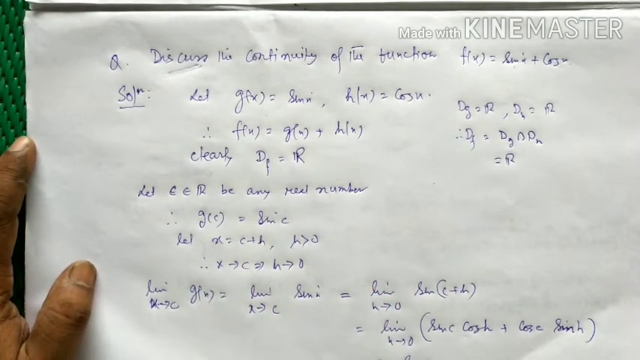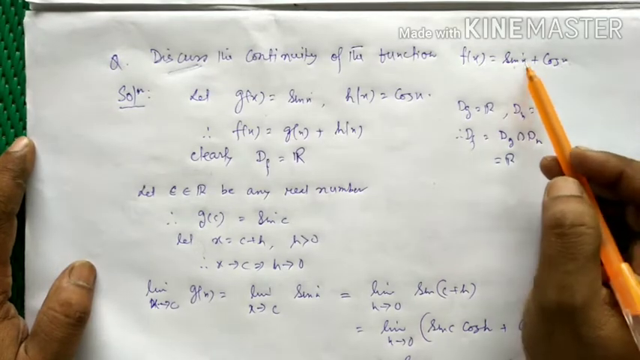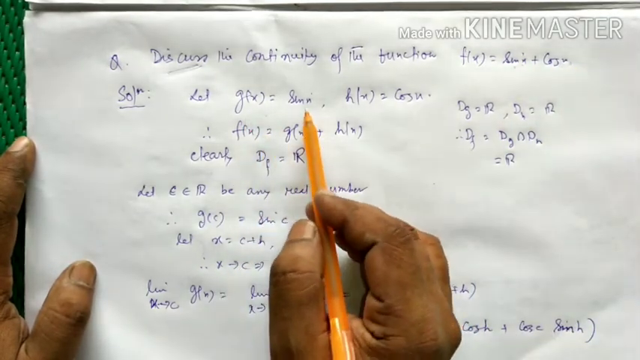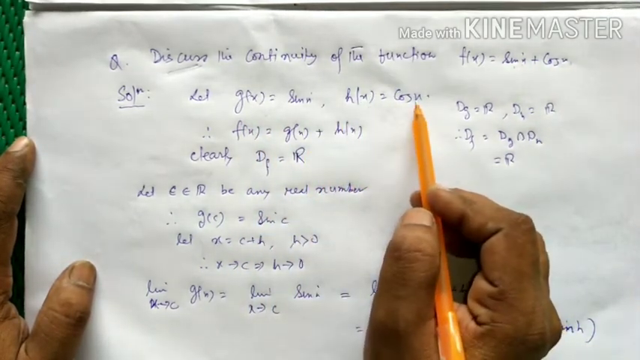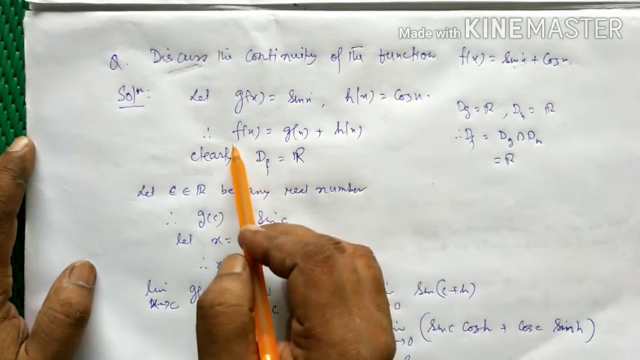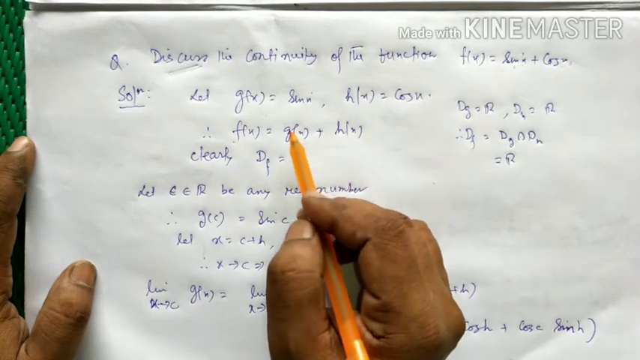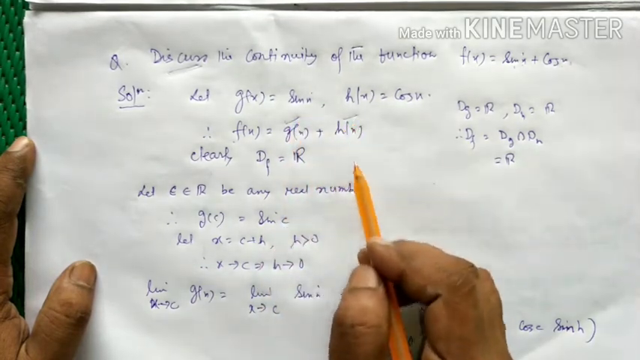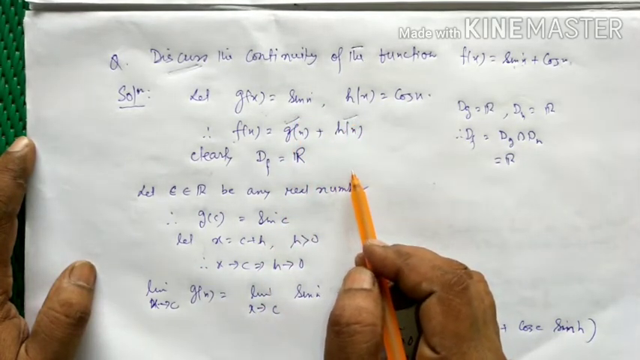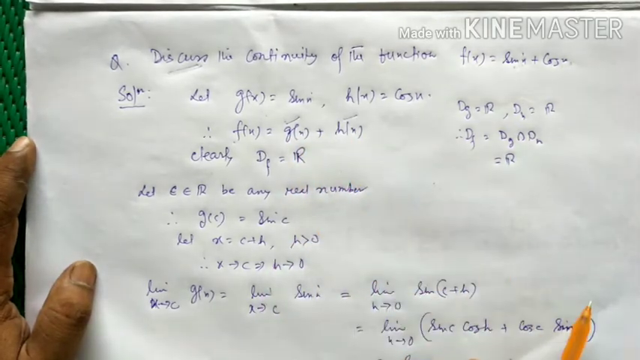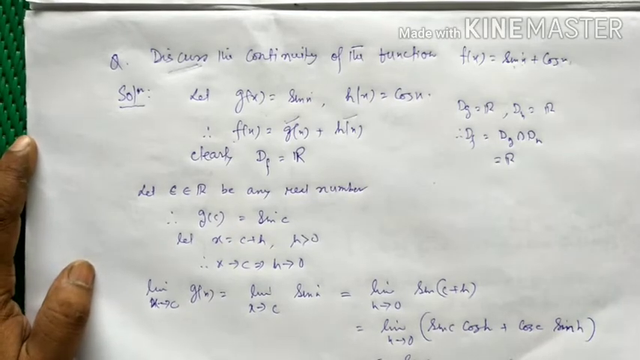Okay. Here the function is the sum of two functions. We suppose that g(x) is equal to sin x and h(x) is equal to what? Cos x. Okay. Then your original function becomes what? f(x) is equal to g(x) plus h(x). If we can prove that g(x) is continuous and h(x) is continuous, then the sum of two continuous functions is a continuous function as per the algebra of continuous functions.